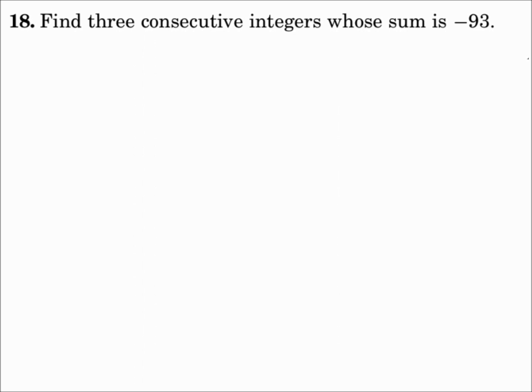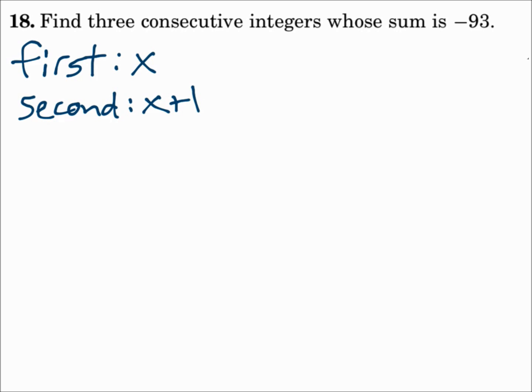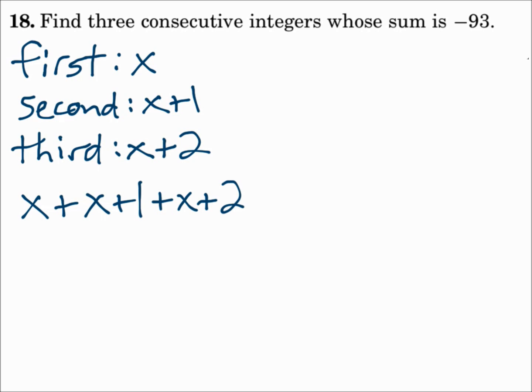Number 18. Find three consecutive integers whose sum is negative 93. Consecutive integers are like 4, 5, 6, 7, in order, one number apart. We don't know the first one, so it's x. The second one is 1 more than x, x plus 1. The third one is 1 more than that, x plus 2. Those have a sum of negative 93, so let's add them up to equal negative 93.